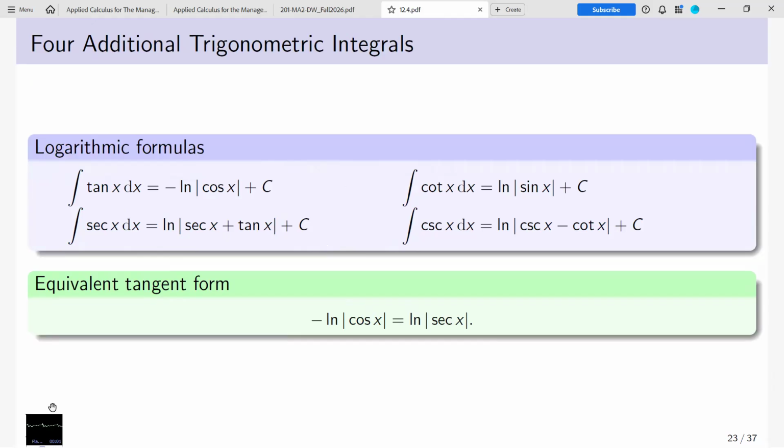Single powers of tangent, cotangent, secant, and cosecant have logarithmic antiderivatives. These formulas look less obvious, so we will derive the tangent and secant cases.